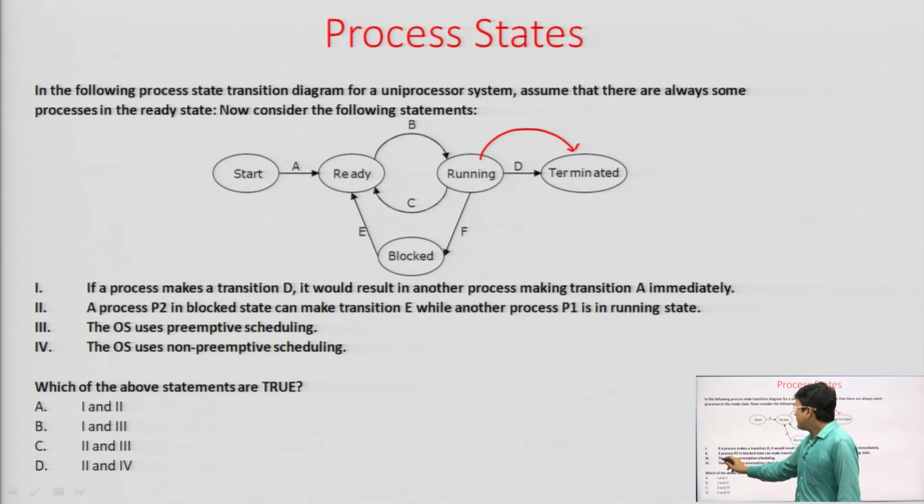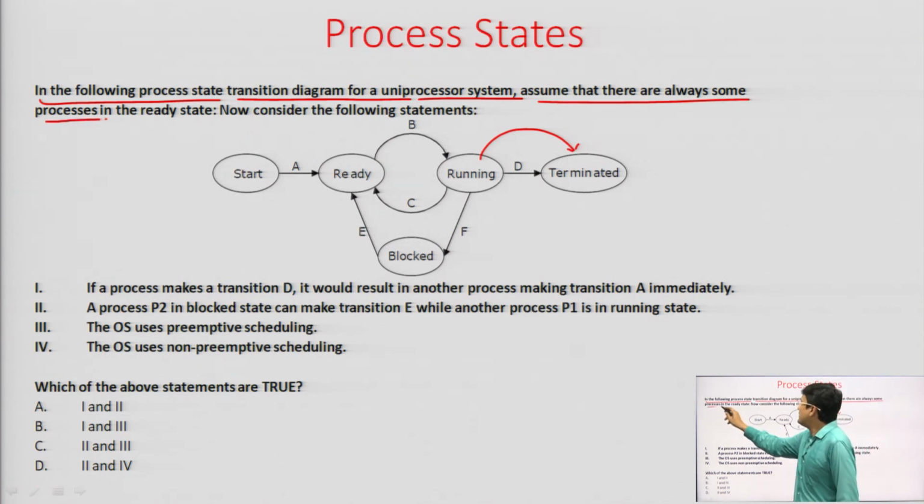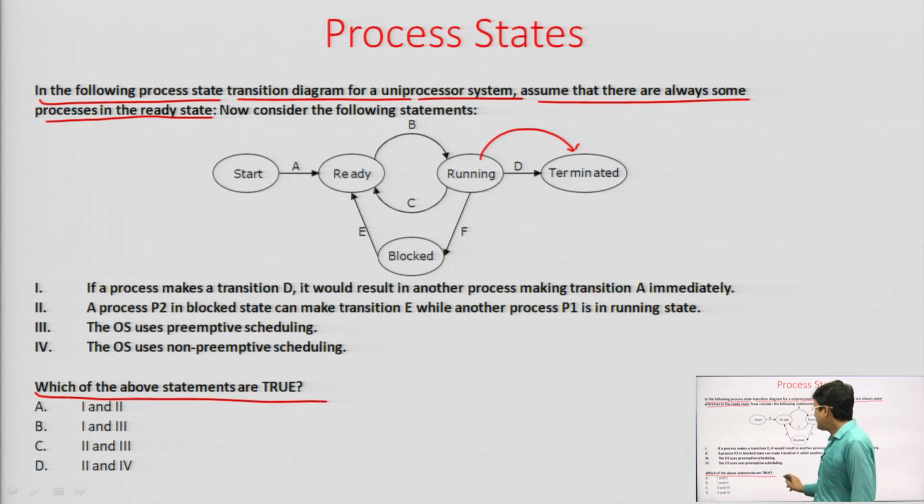See statement number 3. The OS uses preemptive scheduling. Yes, the OS can make preemptive scheduling. The last statement is the OS uses non-preemptive scheduling. Yes, if the OS uses non-preemptive scheduling, this is also possible. But according to the question, in the following process state transition diagram, for a uniprocessor system, assume that there are always some processes in the ready state. Okay, some process in the ready state. It asks which of the following statements are true. So, obviously, second and third are true. So, the C option is correct.